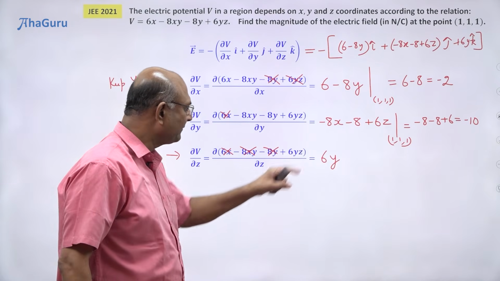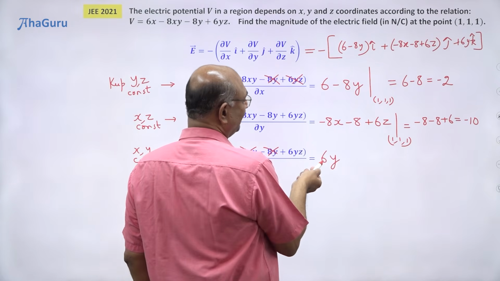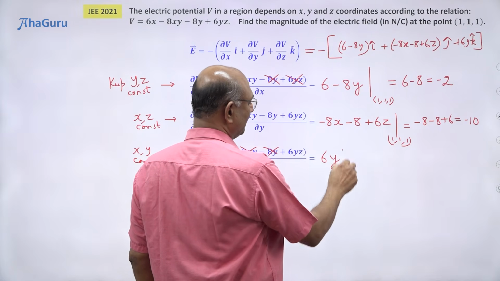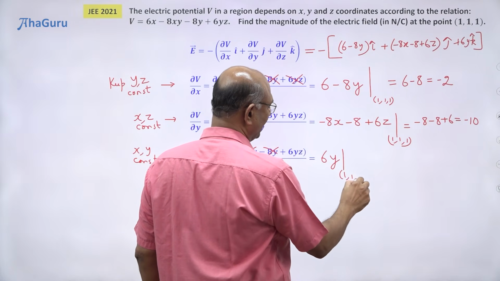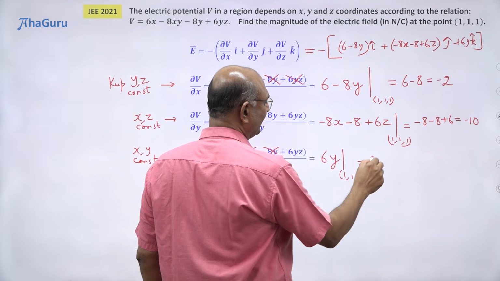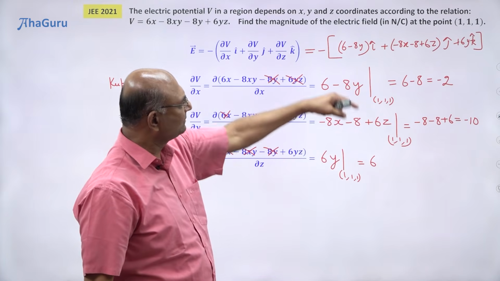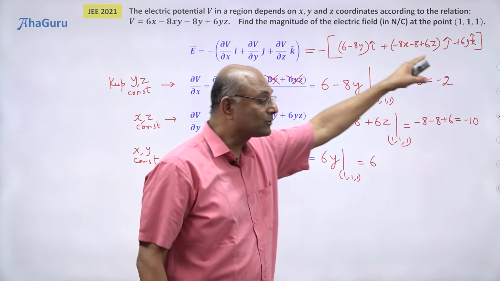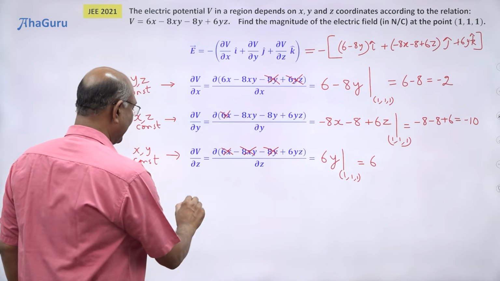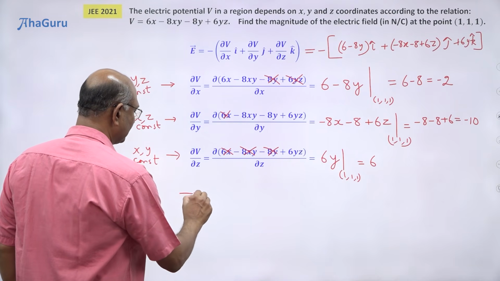right? And here if I substitute 1 comma 1 comma 1, well, x, z, they are not there, but you anyway say that you're substituting 1, 1, 1, and then what will you get? You'll get 6. So I know each of these values. I don't need to go back to that. I can directly write the electric field vector.